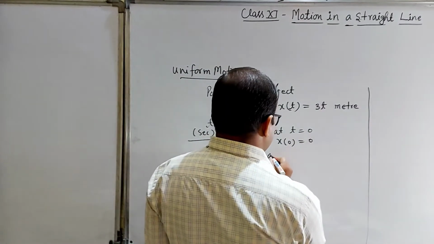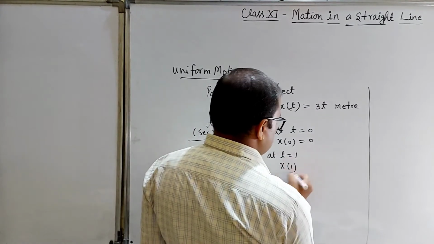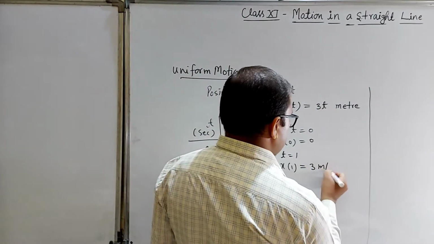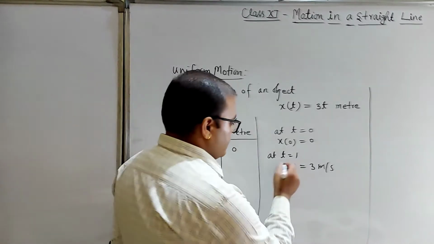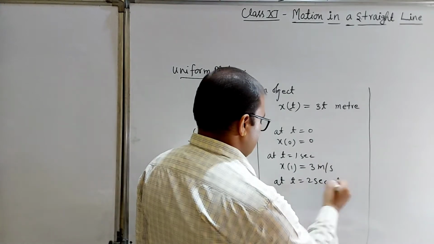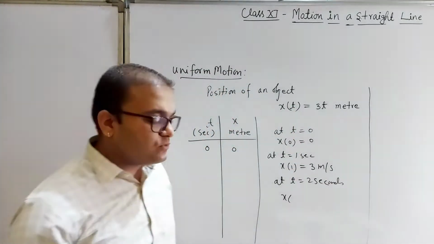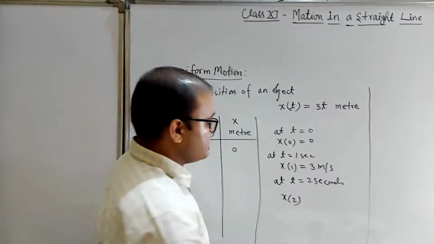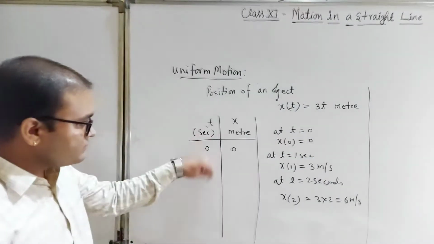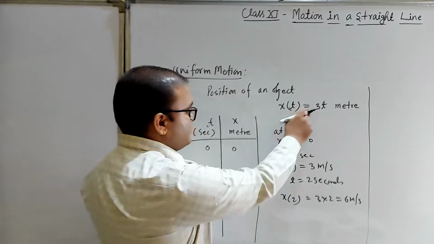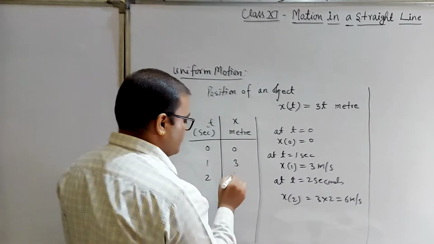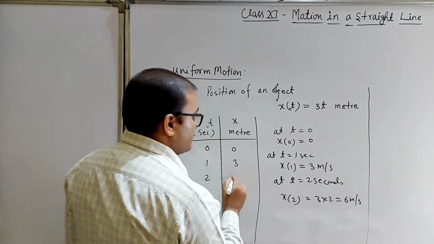And at t equal to 1, we will write the position as x(1), and x(1) equal to 3 into 1, that is 3 meter. Now we will write in this way, at t equal to 2 second, the position of an object at t equal to 2 second, we will write x(2). x(2) means 3 into 2, that is equal to 6 meter, in this way. So at t equal to 0, position x is 0. At t equal to 1, this is 3 meter. At t equal to 2, this is 6 meter.